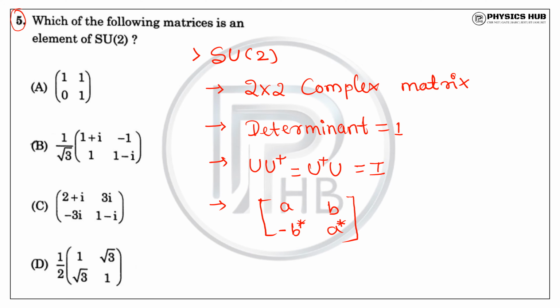Next question. Which of the following matrices is an element of SU2? Means special unitary matrix of order 2. It is a 2 cross 2 complex matrix and it has determinant equal to 1 and it has the condition U dagger U is equal to I. If the matrix satisfies this condition, then the matrix is known as an SU2 matrix. So option B is the correct answer.